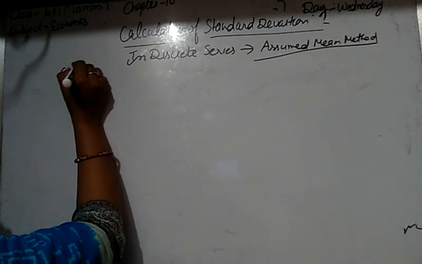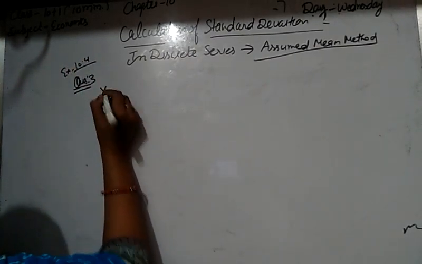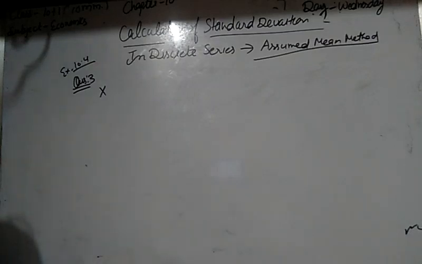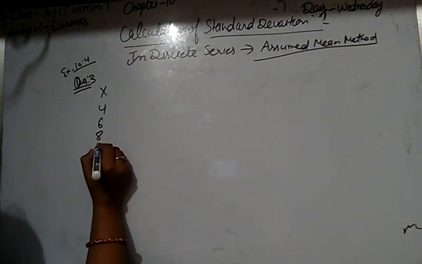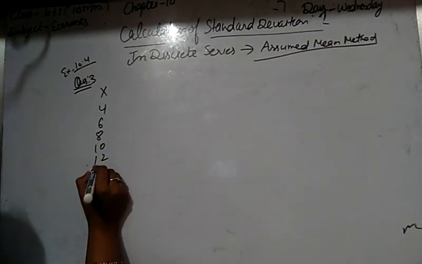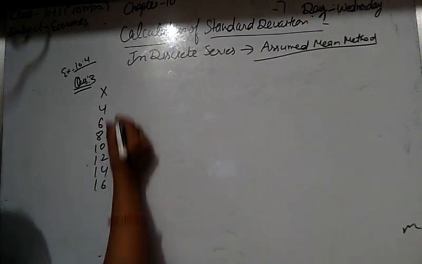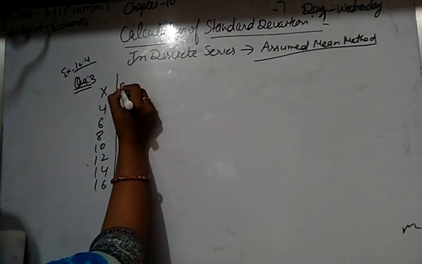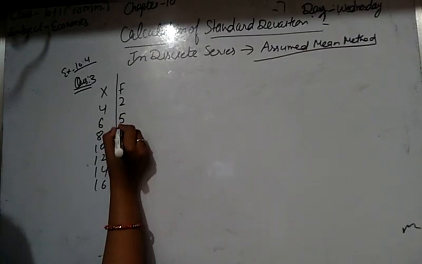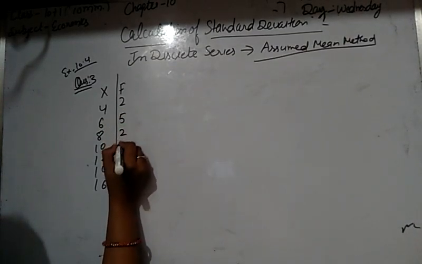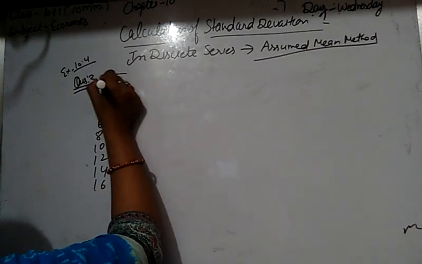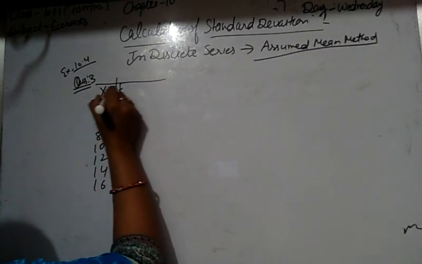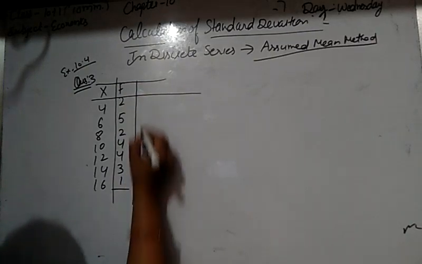Okay, exercise 10.4. So this series is discrete series. Values of x are 4, 6, 8, 10, 12, 14, 16. Frequency is 2, 5, 2, 5, 2, 4, 4, 3, 1. Okay students, so this is frequency. Next we make the dx column.